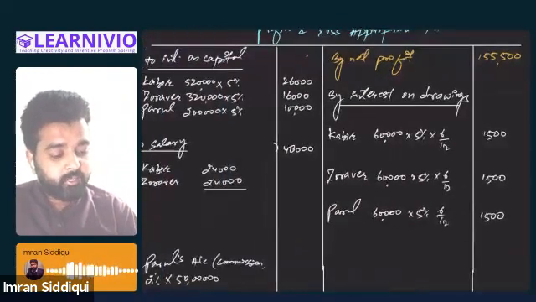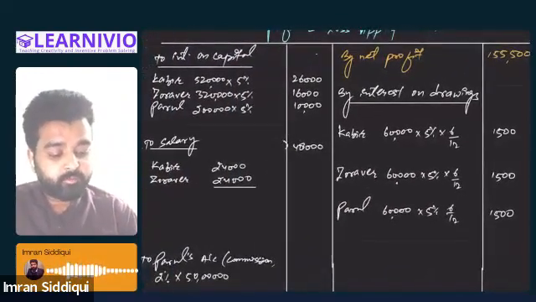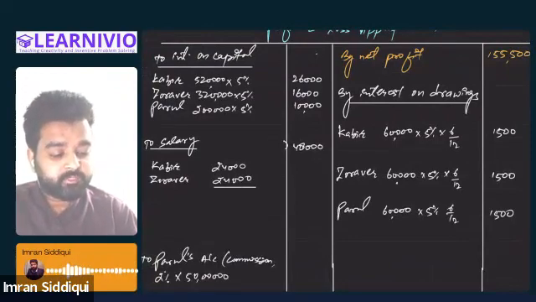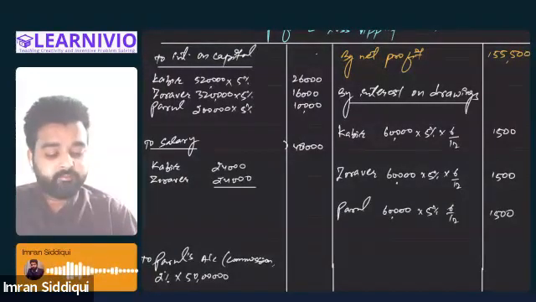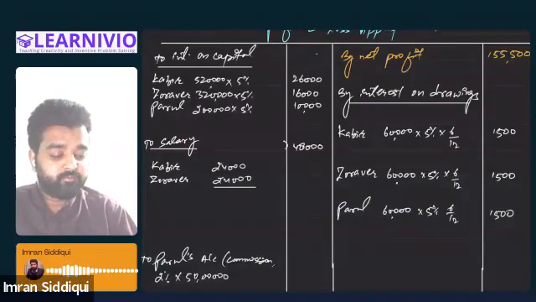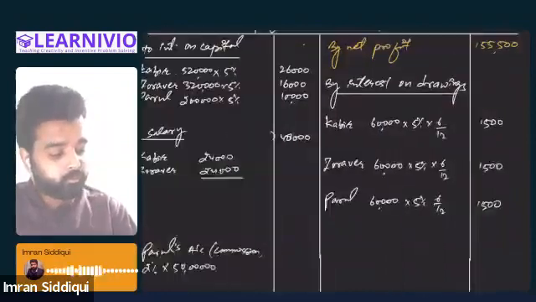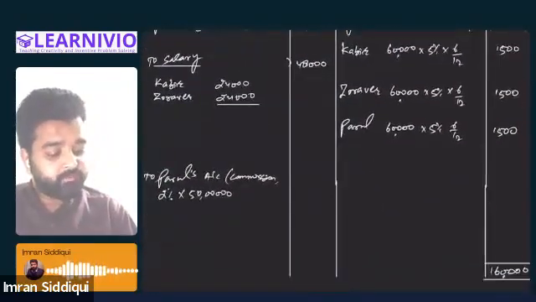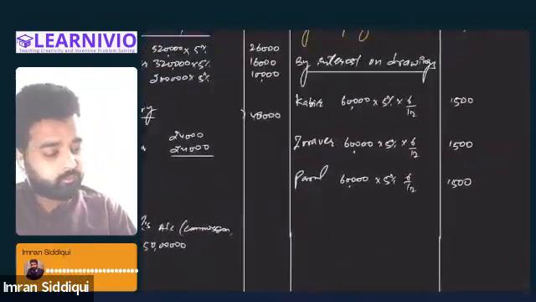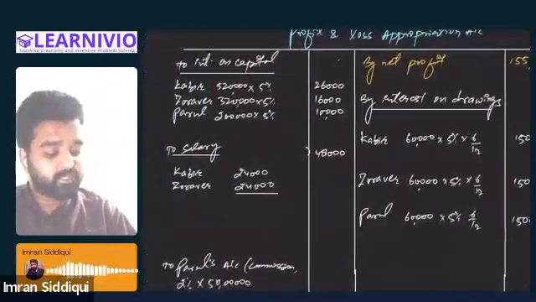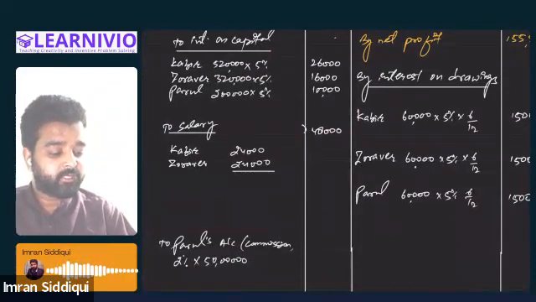On the other hand, we have to pay the interest on capital, 5% on 5,20,000, which will be 26,000, then 16,000 and 10,000, depending upon their capital. And we also have to pay salary to Kabir and Zorawar, 48,000. Now, after subtracting all of these, we get the remaining value. First of all, out of 1,60,000, we'll start subtracting 26,000, 16,000, 10,000, and 48,000.